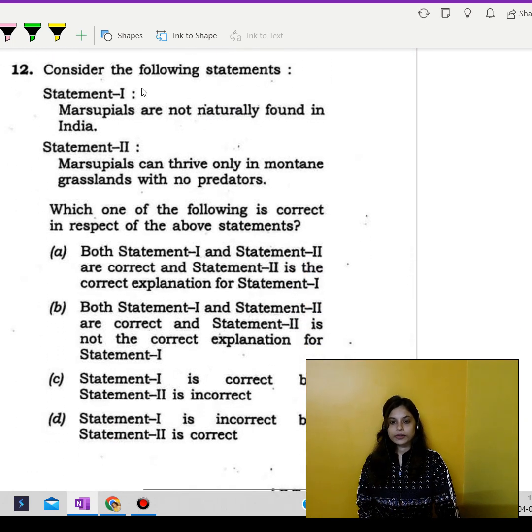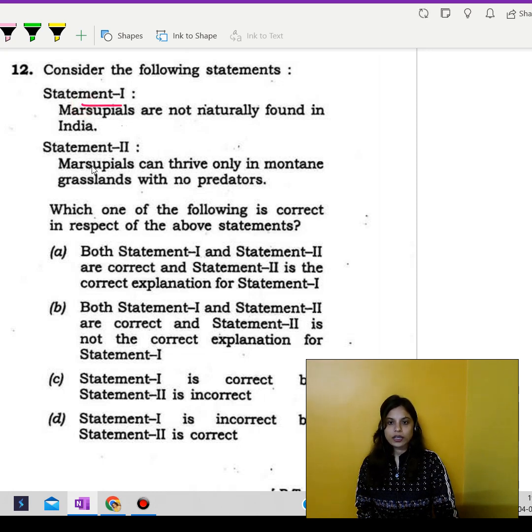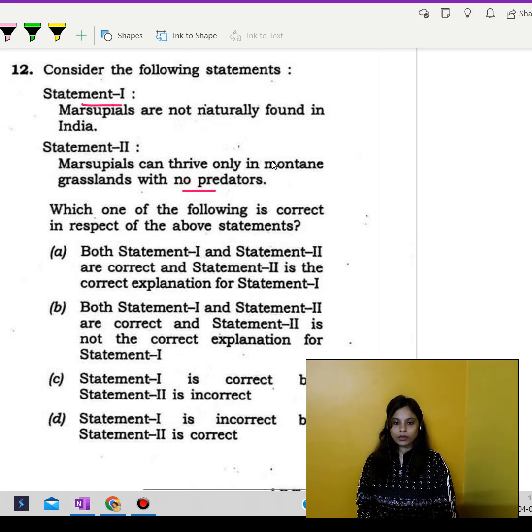Let's consider the following statements once again. It says, statement 1, marsupials are not naturally found in India. And the second one says, marsupials can thrive only in montane grasslands with no predators. Let's talk a bit about marsupials.